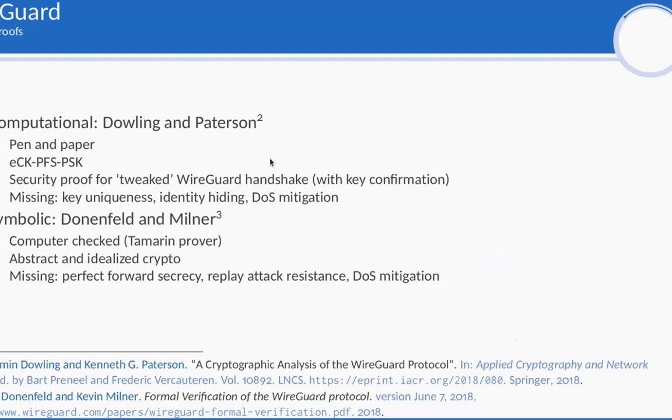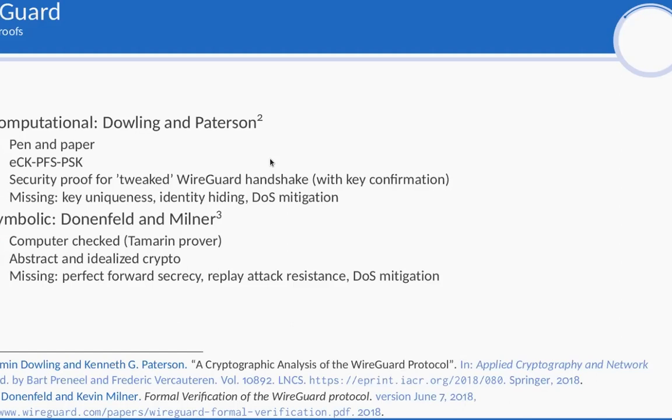Okay, and some of the security properties have been proven. Dowling and Paterson gave a computational security proof for WireGuard in the so-called eCK-PFS-PSK model. Basically, eCK is a model that defines what security notions we should consider and the capabilities of the attacker. And here, PFS and PSK mean that the original eCK model is extended to take the notions of perfect forward secrecy and pre-shared key into consideration. And recall that we mentioned earlier that implicit key confirmation of WireGuard is a sore spot, but it turns out it's difficult to reason about the security of WireGuard because the handshake phase and the transport phase are not clearly separated.